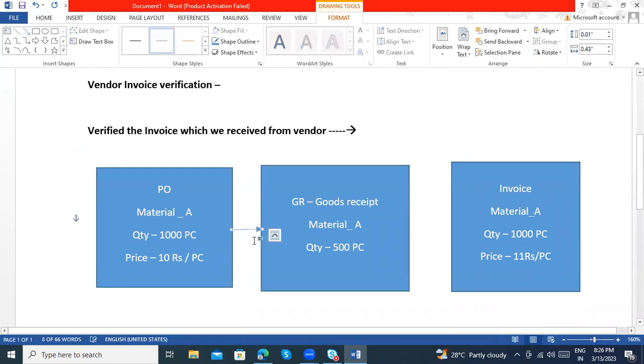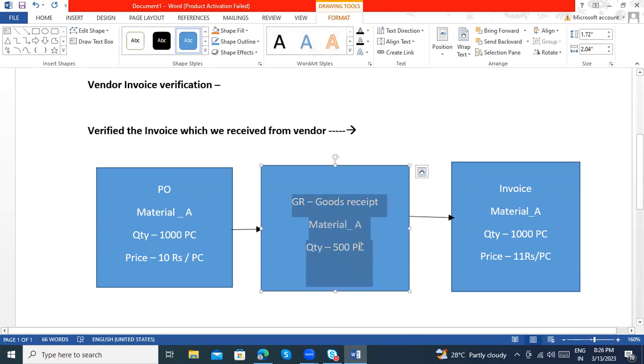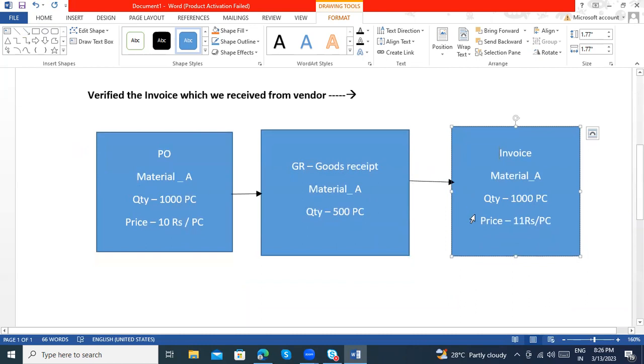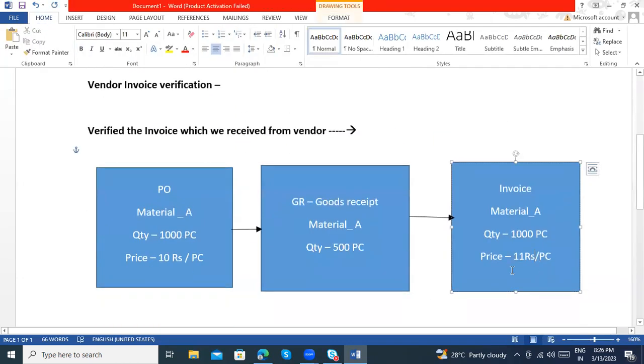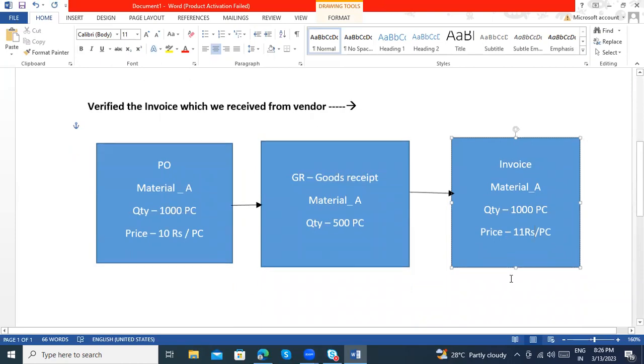Even in the case of stock, there might be some damage. We know that the stock is damaged. So I can reject the invoice itself: you are sending an invoice for 1000 pieces, but I received only 500 pieces, so I'm rejecting this invoice. That's why the vendor invoice always needs to be verified, and material management people will verify it.